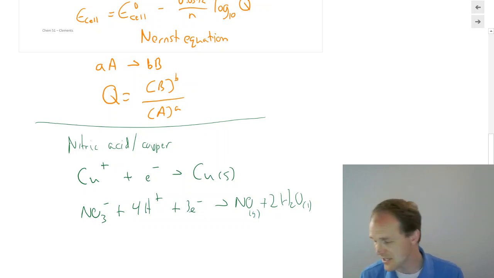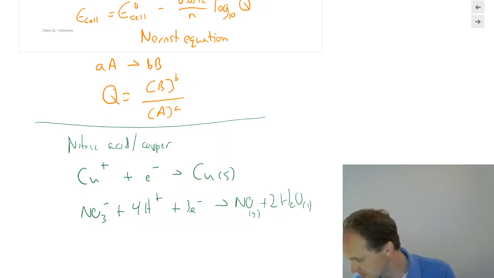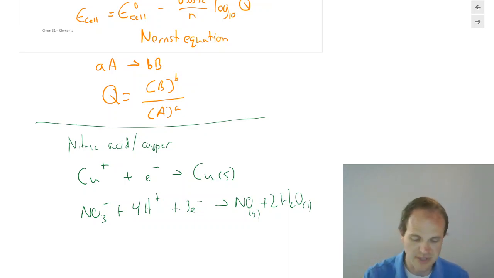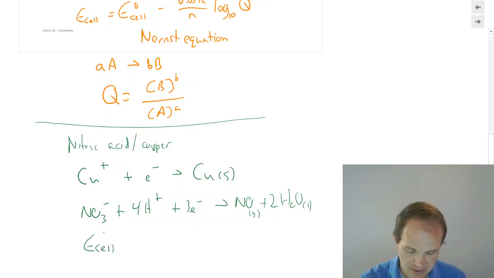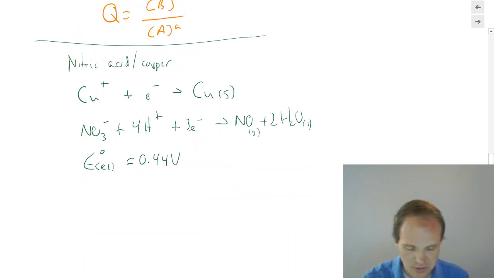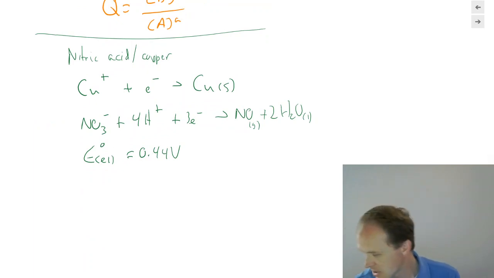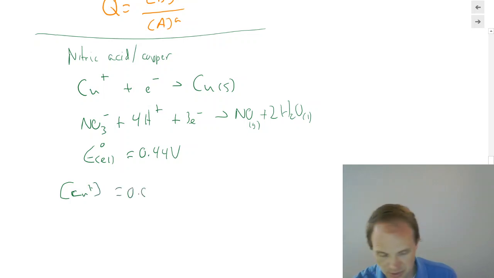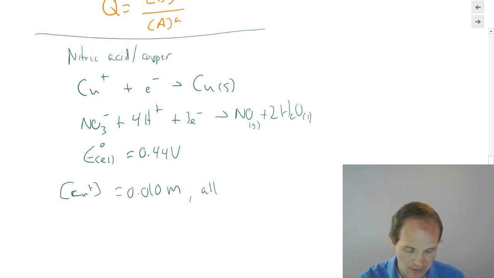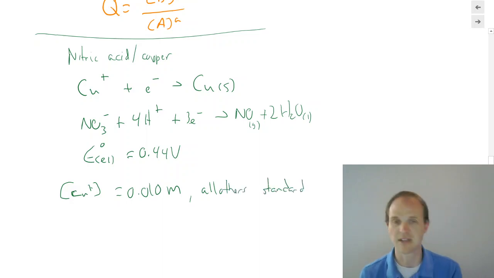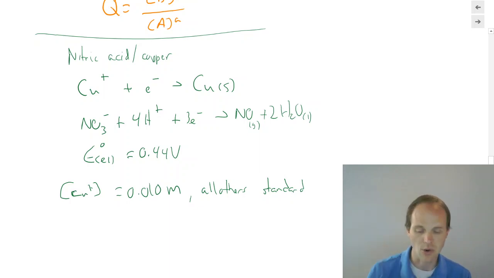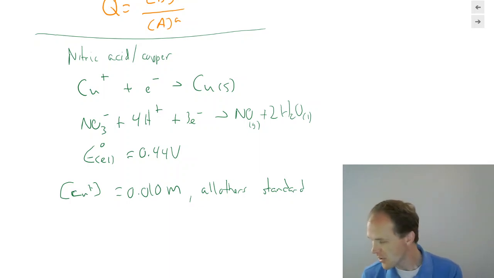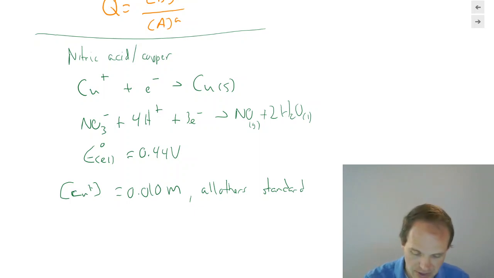We already figured out our cell potential for that one. Our cell potential was 0.44 volts. We used that in the last example, and that's under standard conditions. But what we're going to do is make some non-standard conditions. We're going to change the copper concentration, Cu plus, to 0.010 molar, all others standard. We're not going to change any other concentrations. They're going to be 1 molar or 1 atmosphere of pressure. And we want to figure out our Q. How are we going to figure out our Q?